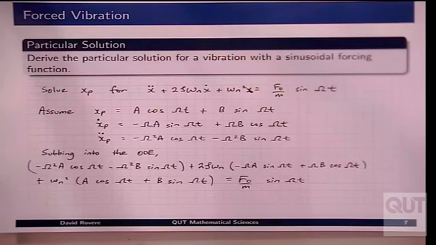Yeah, exactly. Sine and cos are linearly independent functions. So I can develop one equation that only contains the cos coefficients, and I can develop a second equation that only contains the sine coefficients. So we'll go ahead and do that.